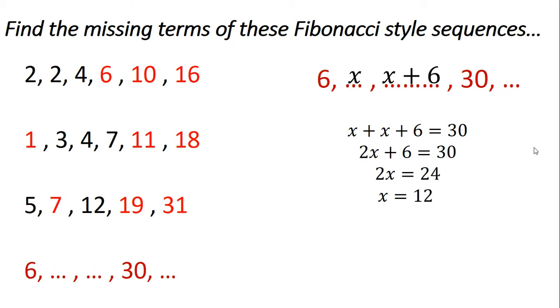So I now know that 12 has to go in that second position. And from that, I can then use the adding rules to get 18 and 48 as my other gaps.